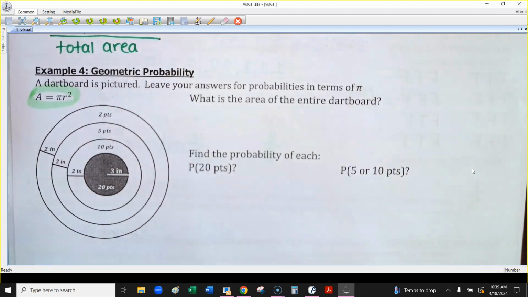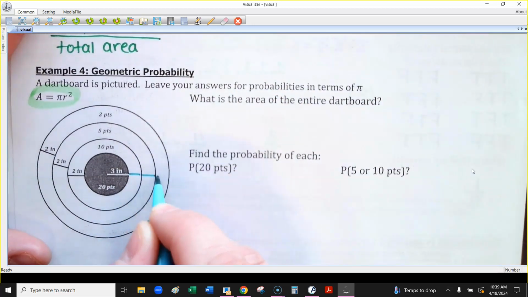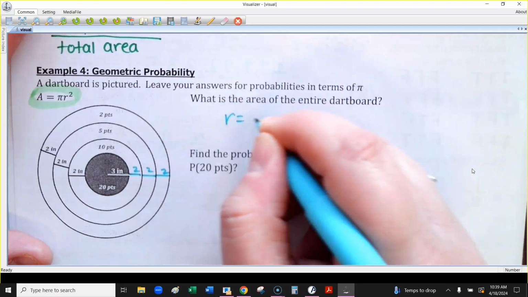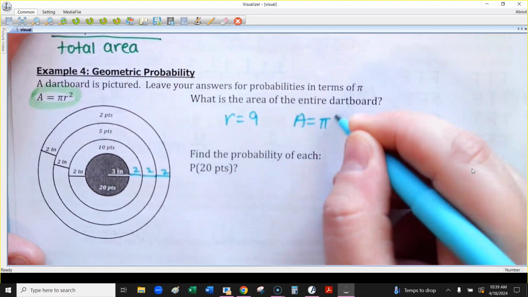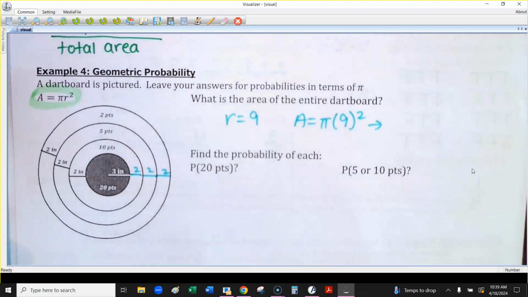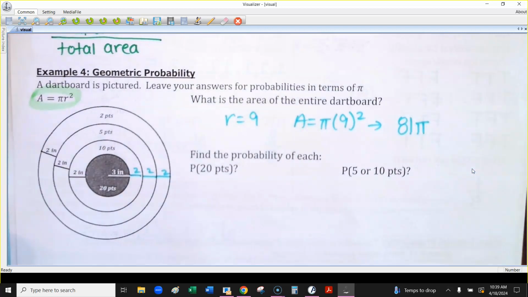Okay, she says 9, right? This is 3. Then you go 2, 2, 2, right? So I'm just adding these up. So the radius of the whole thing would be 9. So if I'm doing my area, it's just pi times my radius squared. We're going to leave these in terms of pi. It'll make it a lot easier to deal with, I promise, for some of these probabilities. So 81 pi is going to be the area of the whole thing.